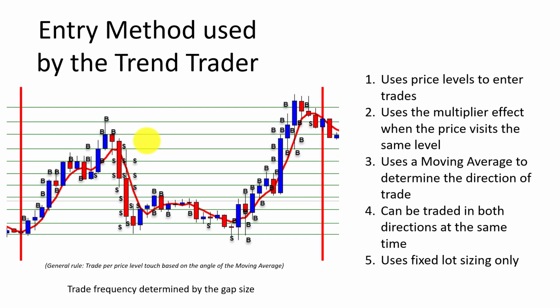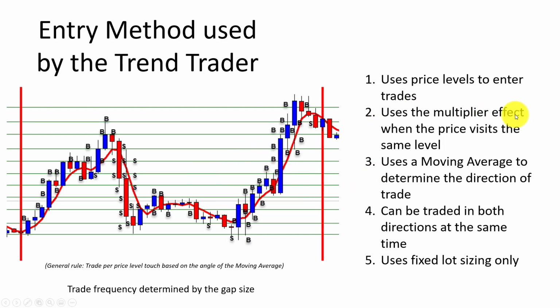And I'll walk through this example for you to give you a better idea. The price levels are separated by a price gap. As it says at the bottom here, trade frequency is determined by the gap size. So in other words, if you want to have lots of trades, you make the gap small. If you want fewer trades, you make the gap big. That's how frequency of trading is determined in this EA.